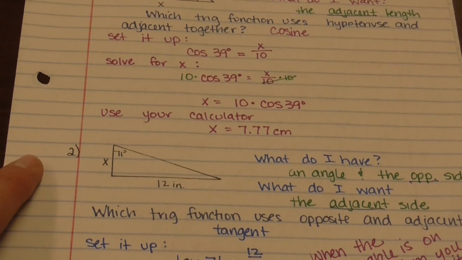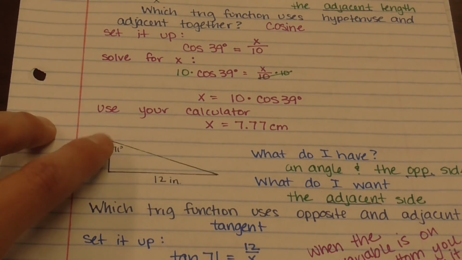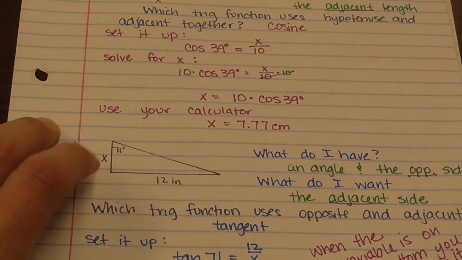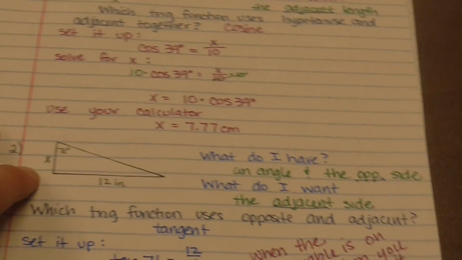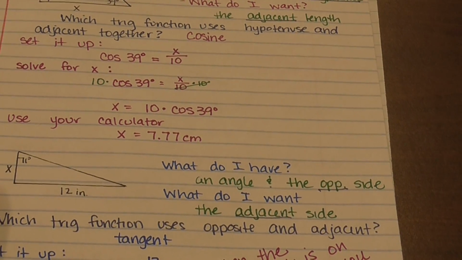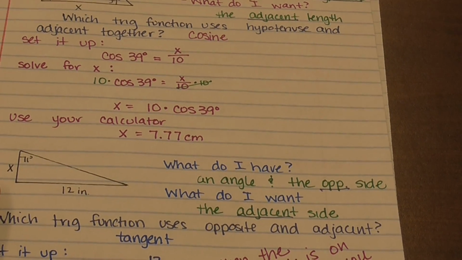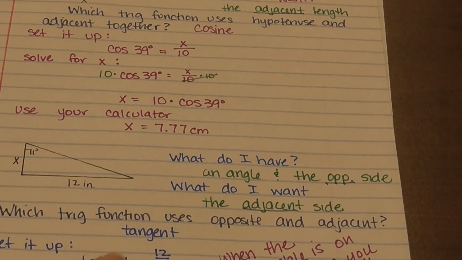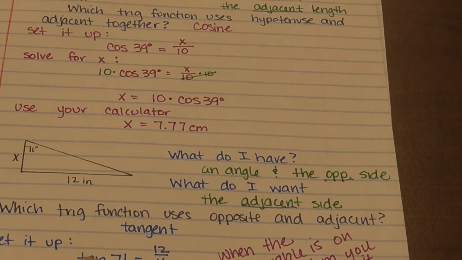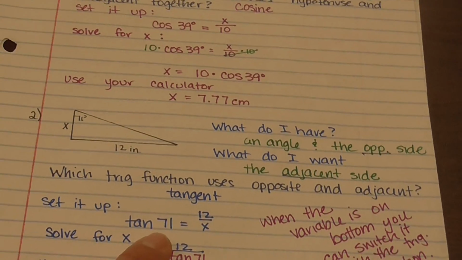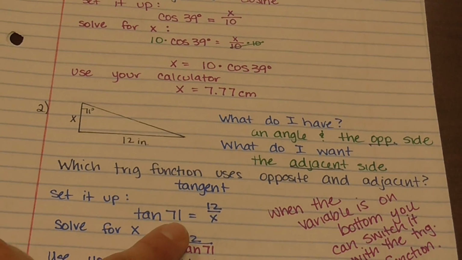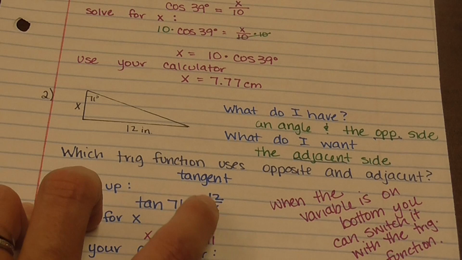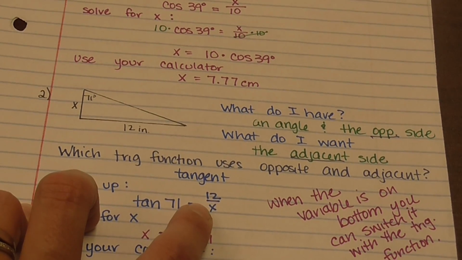So in our next example, I'm given a triangle and I'm told this is 71 degrees with an opposite side of 12 inches and I'm missing the adjacent side. So what do I have? I have an angle and the opposite side. What do I want? I want the adjacent side. So which trig function uses opposite and adjacent? Tangent does. So to set it up, I have the tangent of my angle, tangent of 71 degrees, equals opposite, which is 12, divided by adjacent, which is x.